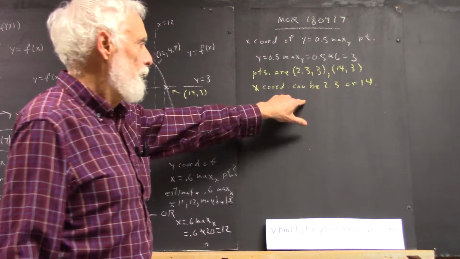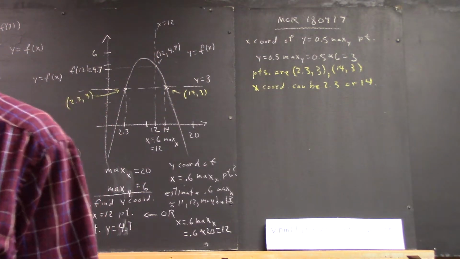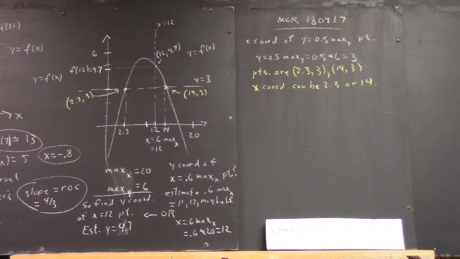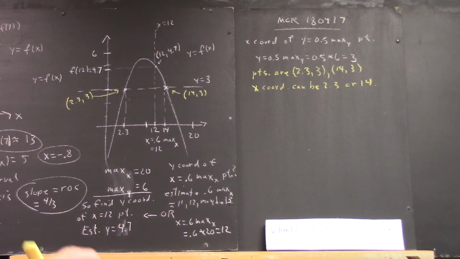So the answer, the x-coordinate could be 2.3 or 14, and you'd want to give them both. And when I did this, I should have put point with a parentheses s on the end, so it could be point or points. Okay? I might modify that.